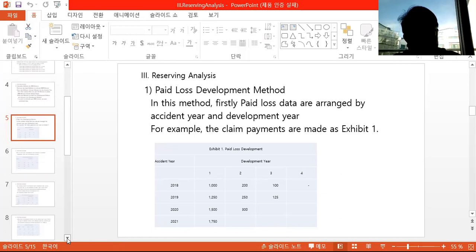For accident year 2021, there's $1,750 paid. This arrangement shows that because the valuation, when you evaluate these amounts, occurred in December 2021, that's why there's only one data point for accident year 21. But for accident year 2020, there are 2 years of data because the valuation date was December 2021.